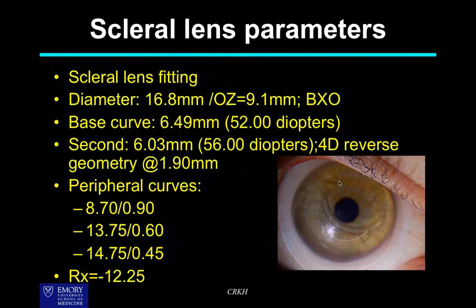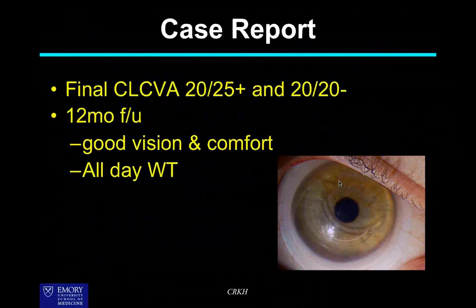This particular gentleman used a 16.8 millimeter lens, had a 4 diopter reverse curve on it. You can see the various peripheral curves, increased flattening out to the periphery. His Rx is about 12 afterwards, and fortunately got very good vision. Got 20/25 plus in the right and 20/20 minus. And I saw him just recently in a 12-month follow-up again. He continues to have good vision and comfort. He's moved out of state now, but still comes back to see us.